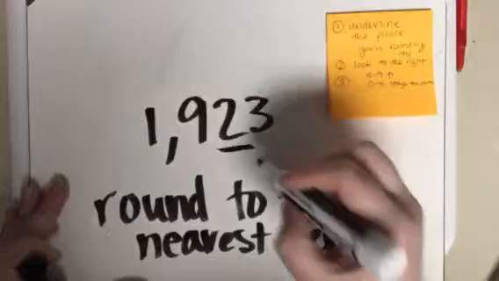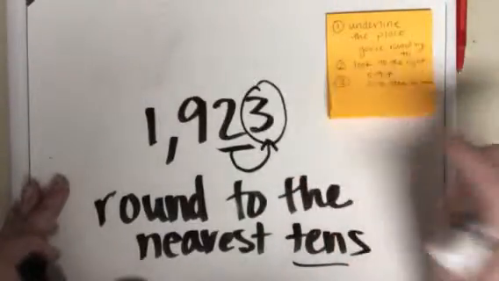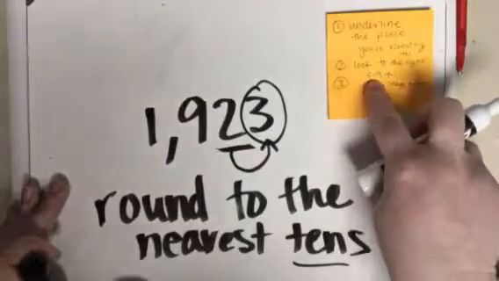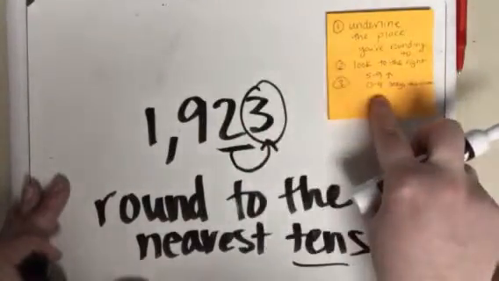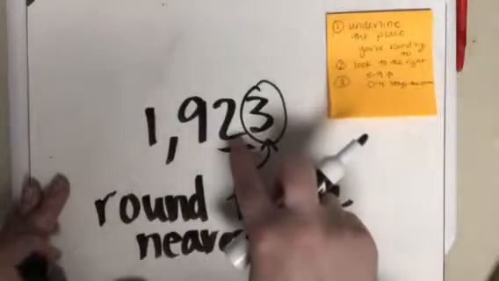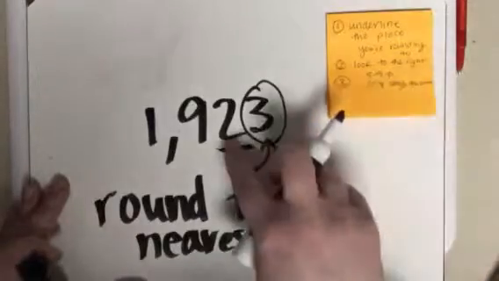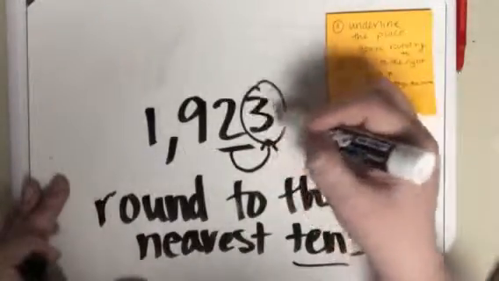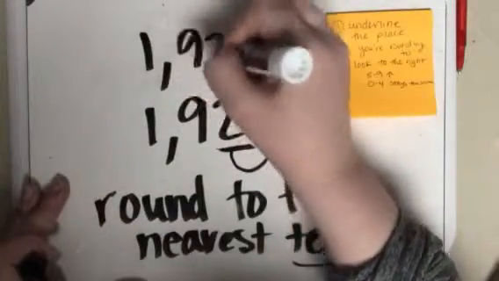Step 2, look to the right. If this number is 5 through 9, then my 2 is going to go up. If this number is 0 through 4, then my 2 is going to stay the same. So since the 3 is between 0 and 4, my 2 is going to stay the same, and any numbers that I have to the right are turning to zeros. So this number rounded to the nearest tens would be 1,920.